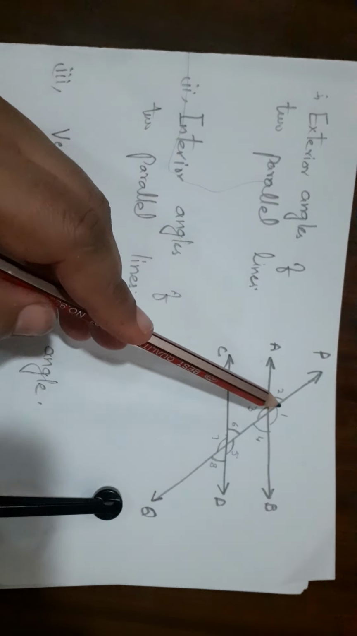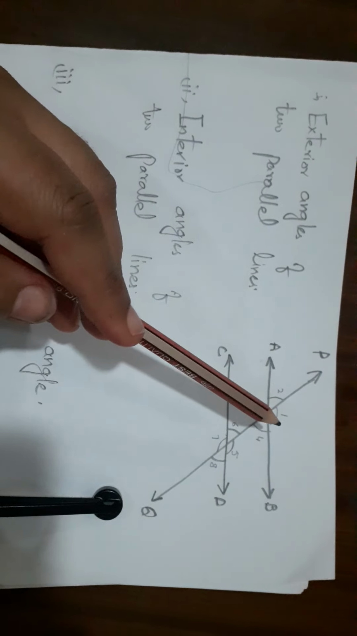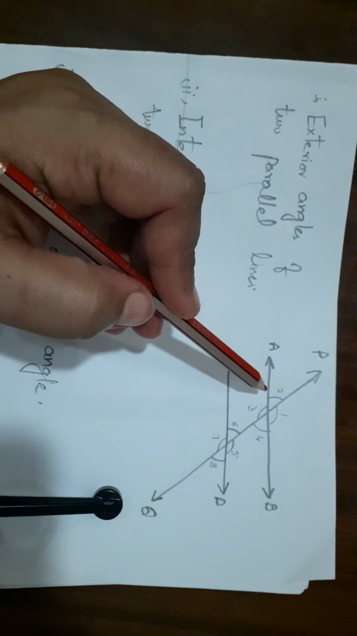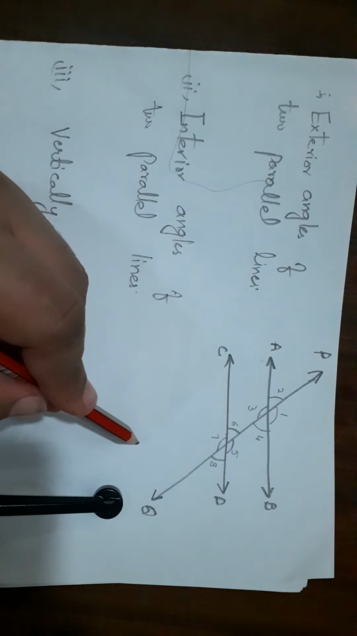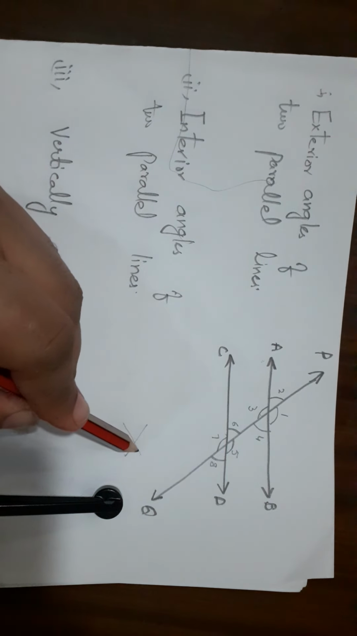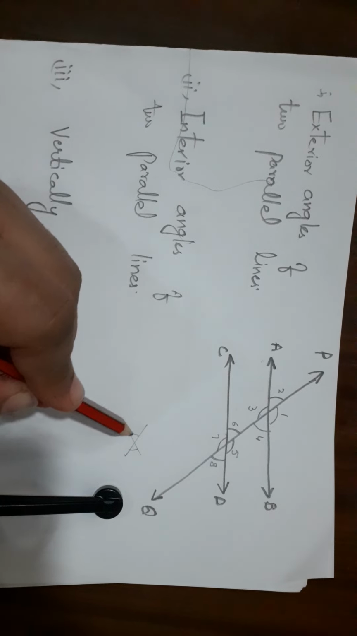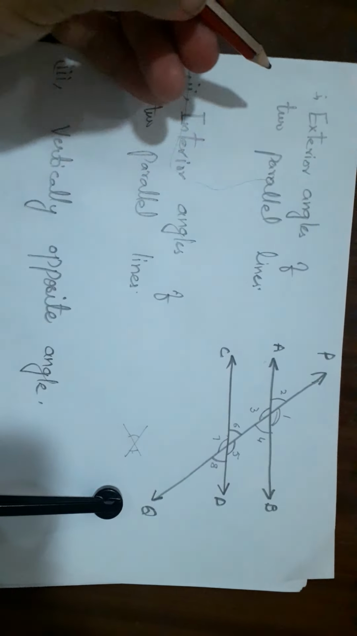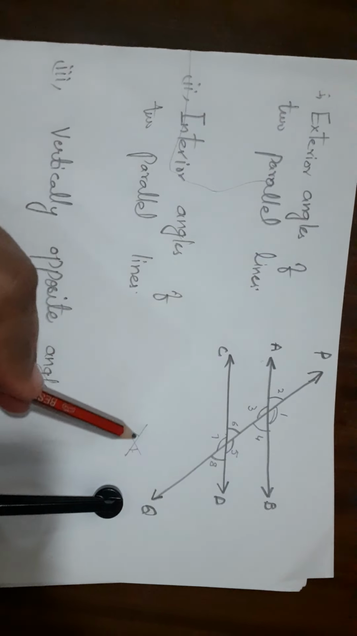Now you check, yesterday we learned about the vertically opposite angle. You know it very well. What is the vertically opposite angle? The angles formed when two lines cut each other, which are opposite. This opposite angle, like this, this opposite angle. Angle 1 and angle 2.